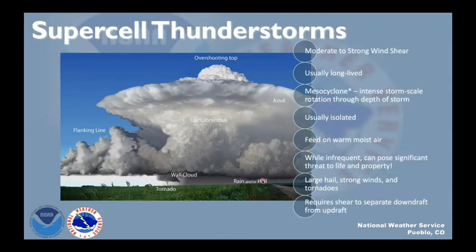These are isolated. You can see them, isolated in nature. As compared to a squall line or a multi-cell thunderstorm, these things are just going to be one big cell. They feed on warm, moist air, but these are some of the more rare types of storms, but they generally cause the most amount of damage or threat to life. They can produce large hail, strong winds, and even tornadoes, as you can see down here.